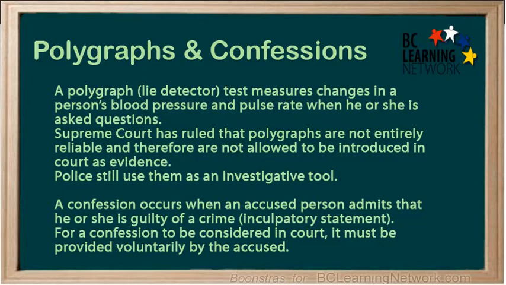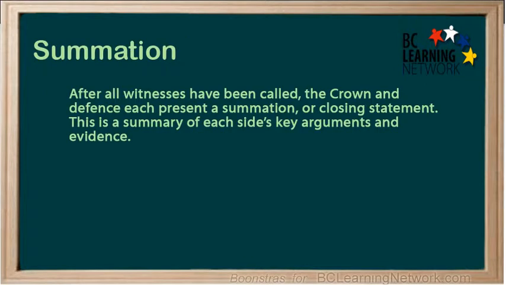A confession occurs when the accused person admits that he or she is guilty of a crime. For a confession to be considered in court, it must be provided voluntarily by the accused. After all witnesses have been called, the Crown and defense each present a summation or closing statement. This is a summary of each side's arguments and evidence.